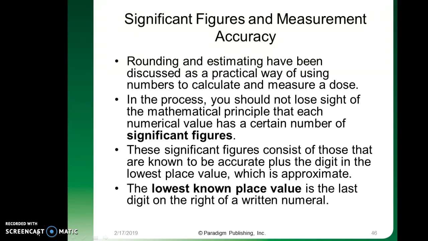Rounding and estimating have been discussed as a practical way of using numbers to calculate and measure a dose. In the process, you should not lose sight of the mathematical principle that each numerical value has a certain number of significant figures. These significant figures consist of those that are known to be accurate plus the digit in the lowest place value, which is approximate. The lowest known place value is the last digit on the right of a written numeral.